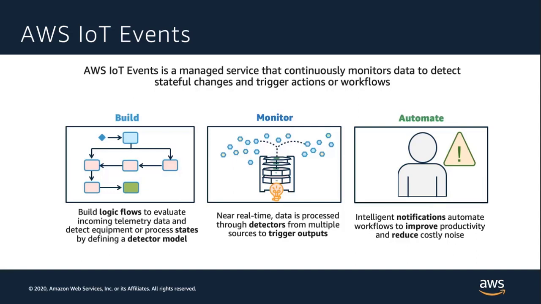And then the service also has a library of pre-built responses, with built-in support for IoT Core, Amazon SNS for notifications and alerts, AWS Lambda to run your custom functions, and Kinesis Firehose for streaming data to any other destination or any other AWS services.